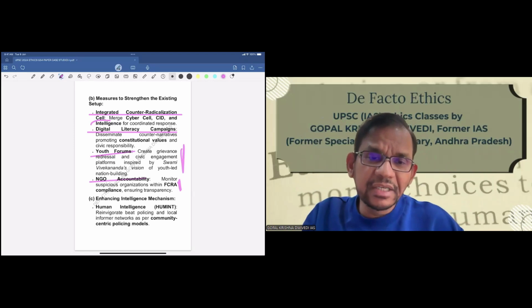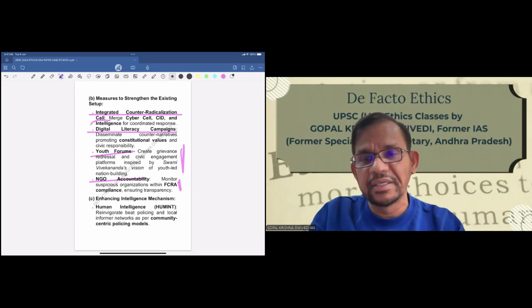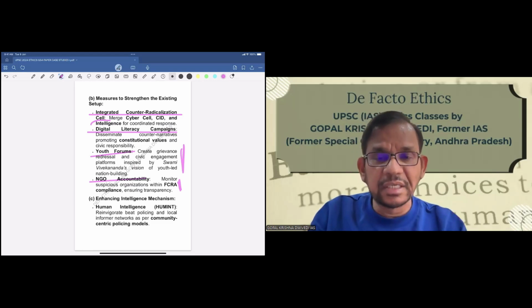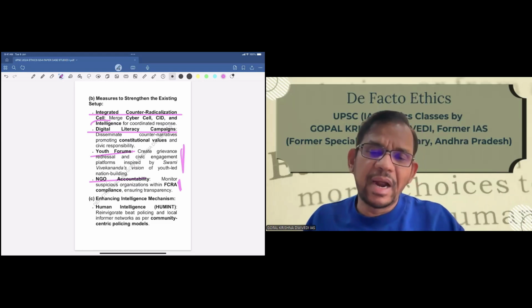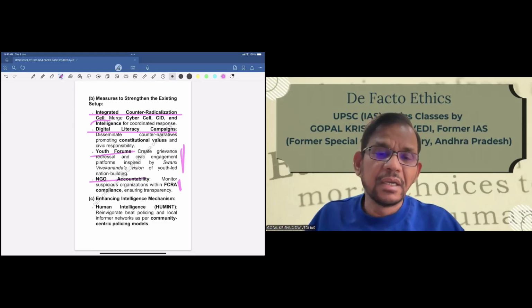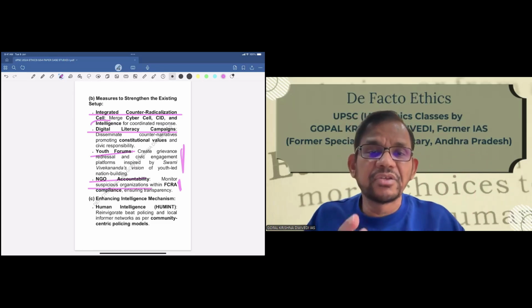So monitor suspicious organizations within the FCRA compliance, because usually, as you know, this is an international organization given here, so they will be sending money through some NGO or through some other such organizations. For that, FCRA licenses have to be taken under the FCRA Act. There are already a number of guidelines under the FCRA Act 2010, so those guidelines need to be complied with. And if any organization is not complying, then accordingly suspicion has to be there and the process should be initiated against those organizations. So this is another measure which can be taken.